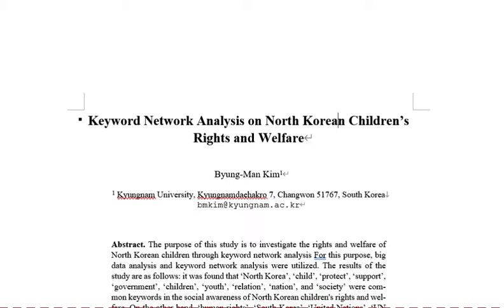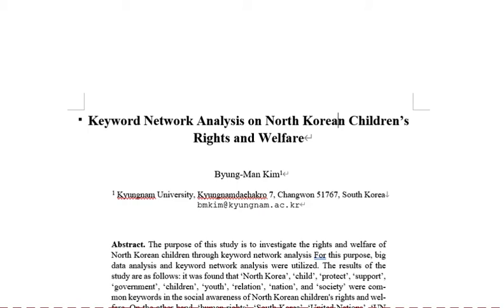Today I will brief you on my research on keyword network analysis on North Korean children's rights and welfare. The purpose of this study is to investigate the rights and welfare of North Korean children through keyword network analysis. For this purpose, big data analysis and keyword network analysis were utilized. The results of the study are as follows.